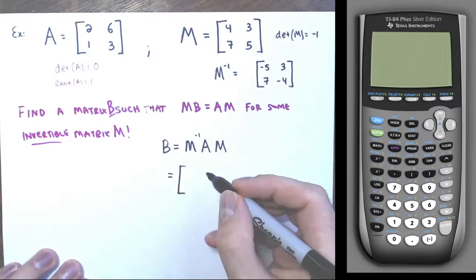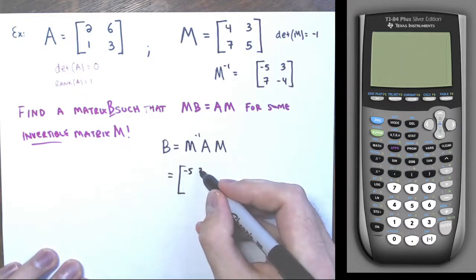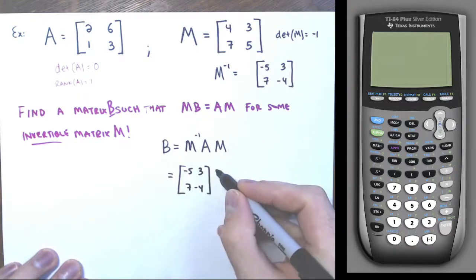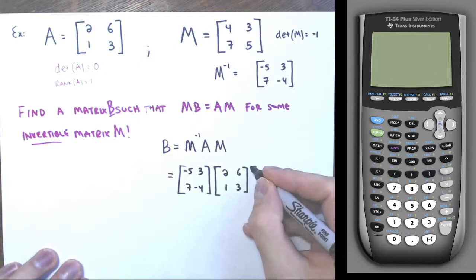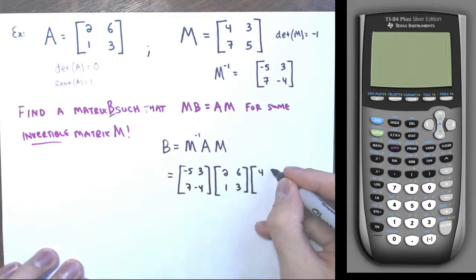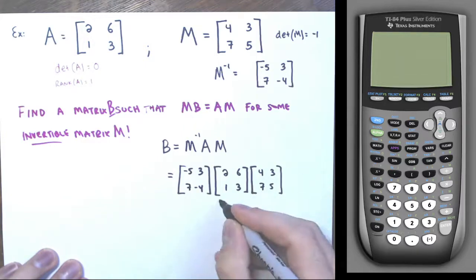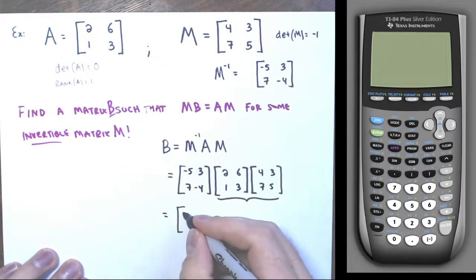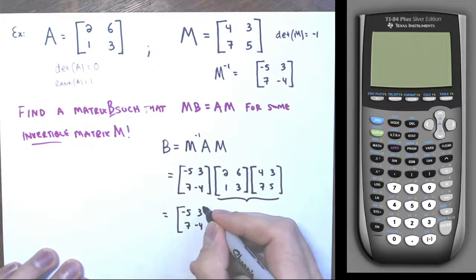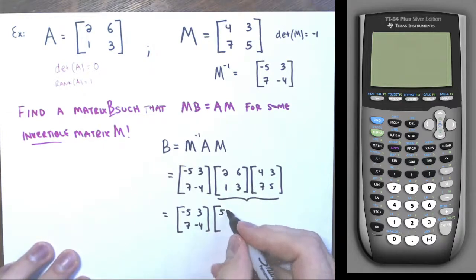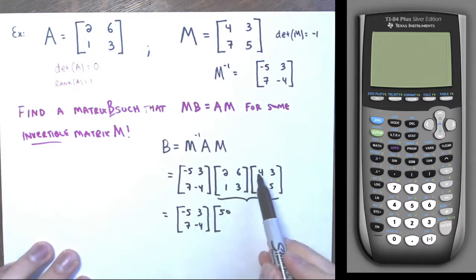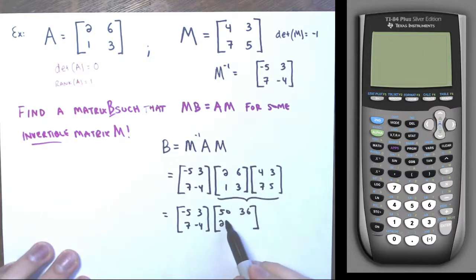So let's do it. Let's multiply M inverse times A times M. Let's see what we get. All right, so again, I'm going to do these two first. So first row, first column, we have 8 plus 42, that's 50. Then 6 plus 30, right, 36. Then 4 plus 21, 25. And then 3 plus 15, 18.